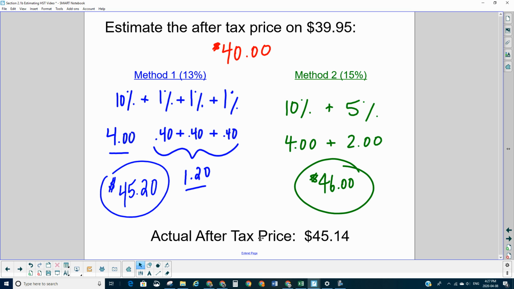Both of these are estimates. The actual price is $45.14. And we can see, of course, this is closer than this one is because we're actually counting 13%. They're both a little high because we did the estimate on $40, not $39.95. But regardless, these are two quick and easy ways to estimate if we're going to have enough money to pay for something. Let's try another example.